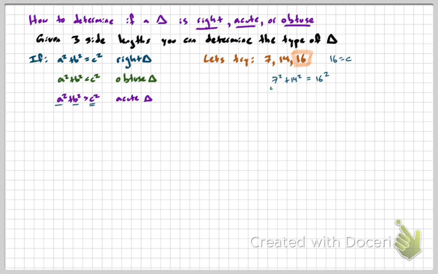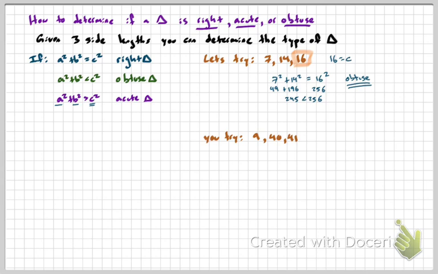So we know 7 squared is 49, 14 squared is 196, and then 16 squared is 256. 49 plus 196 is 245. So a squared plus b squared is less than c squared. So if I go back to my chart on the left-hand side, a squared plus b squared is less than c squared, so this is an obtuse triangle. Okay.